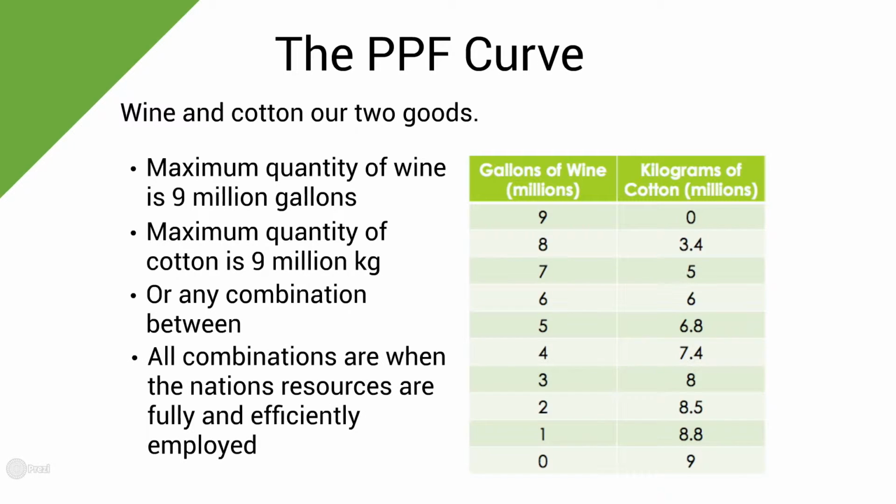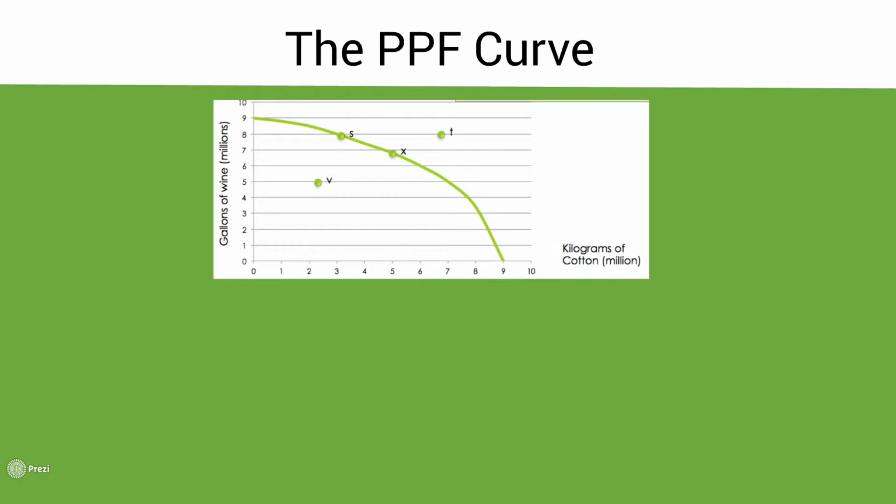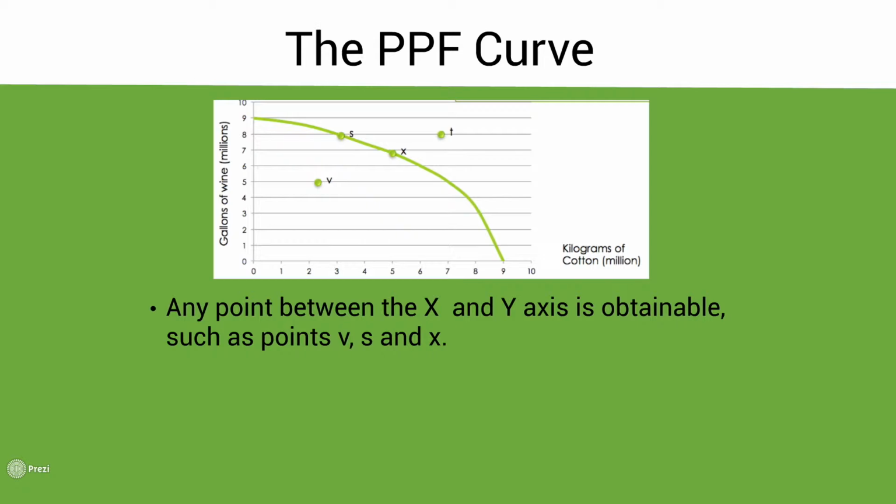And the table shows the combinations of the two goods that our economy can produce when all of the resources are being used. Now we can plot our PPF curve. The PPF curve is the green curved line on the graph. Any point between the x and the y axis is obtainable, such as point V, S and X. S and X are on the PPF curve, meaning that all of the resources in the economy are being used. Point V is not on the PPF curve, meaning that not all of the resources are being used.